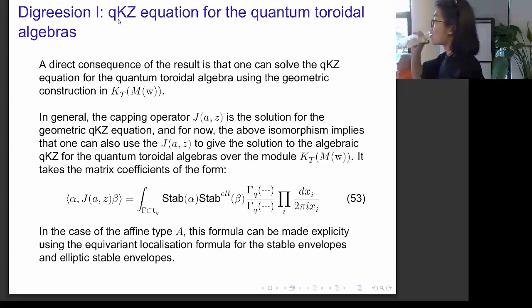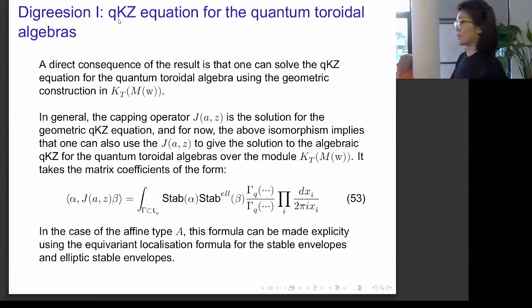Because the general principle is that the capping operator, as I defined before, is the solution for the geometric q-difference equation. And now the above isomorphism implies that one can also use the capping operator to give the solution to the algebraic q-difference equation for the quantum toroidal algebras over the module. And you can use the virtual localization techniques and the non-abelian stable envelope techniques to compute the matrix coefficients of these operators over here.